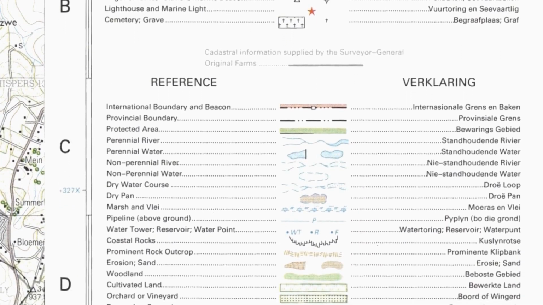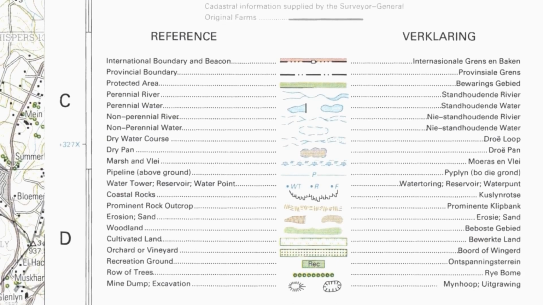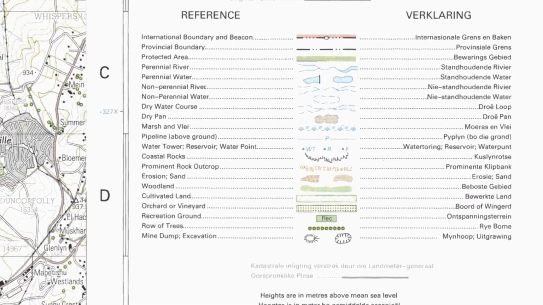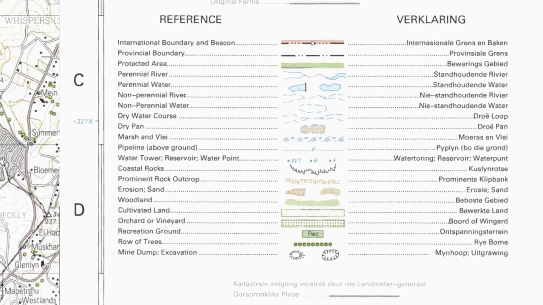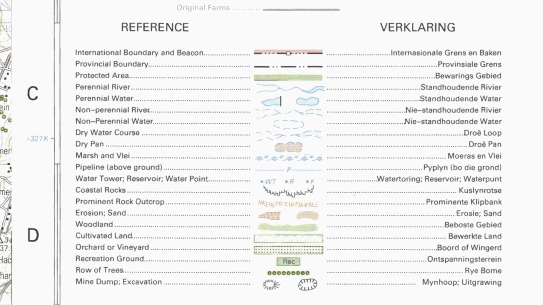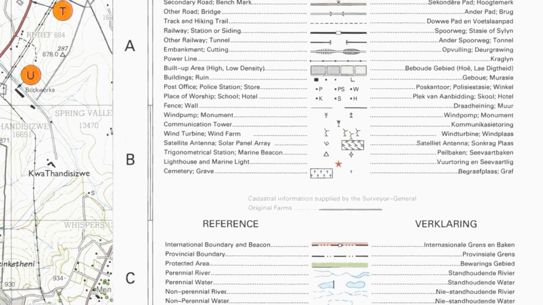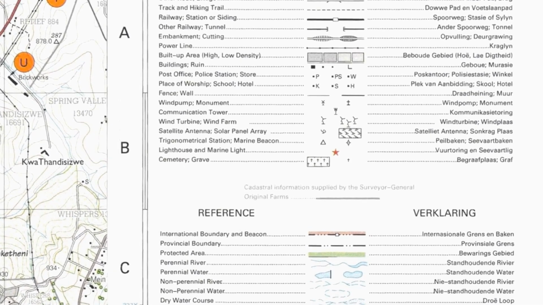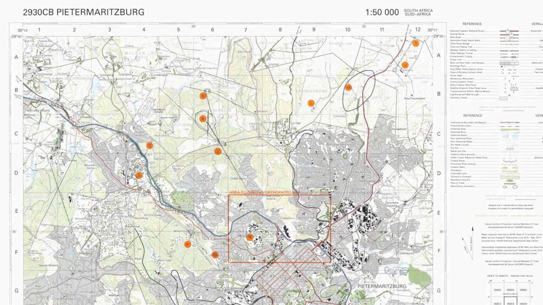For example, the legend helps us identify roads, railways, rivers, dams, power lines, buildings, cultivated land, communication features, and many other features. Whenever you see a symbol that you do not understand, the first place you should look is the legend. Good map readers constantly refer to the legend to make sure they are interpreting symbols correctly.